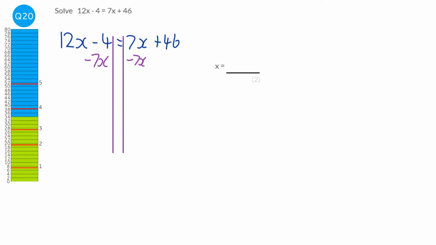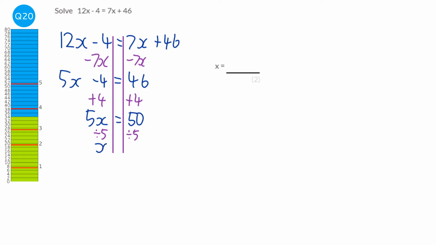And so 12x take away 7x is 5x. And the 7x is gone, so it's just equals 46. Then we've got the minus 4 to get rid of, so we're going to add 4 both sides. And then we've got this times 5 here, so we're going to divide 5 both sides. So we've got x equals 50 divided by 5, which is 10.